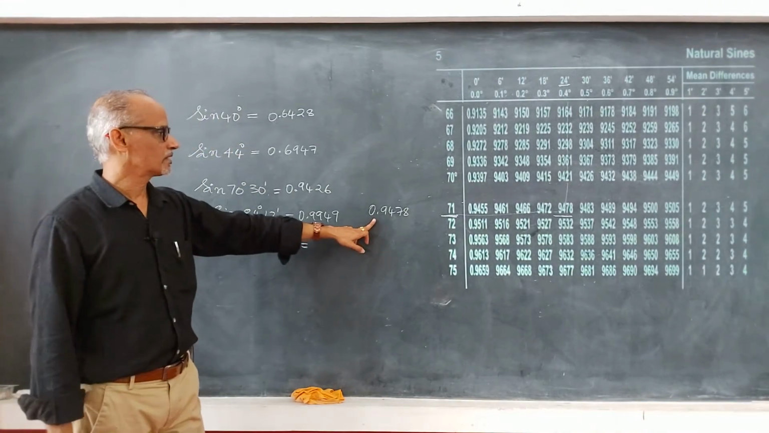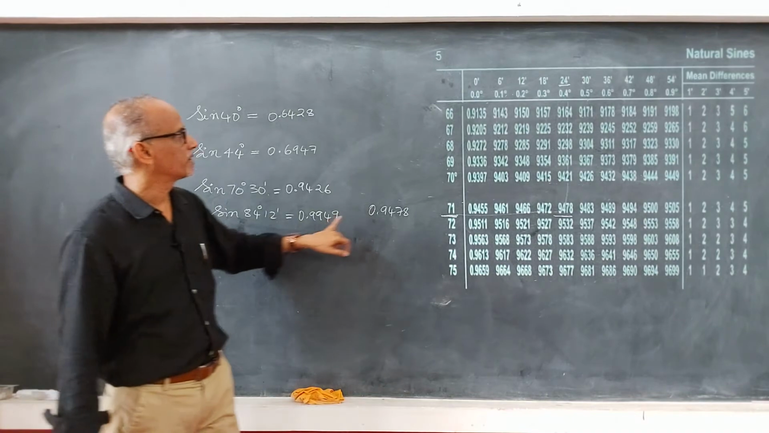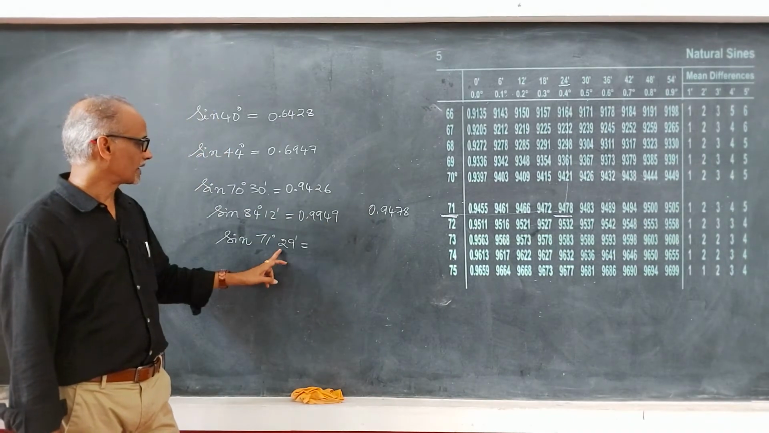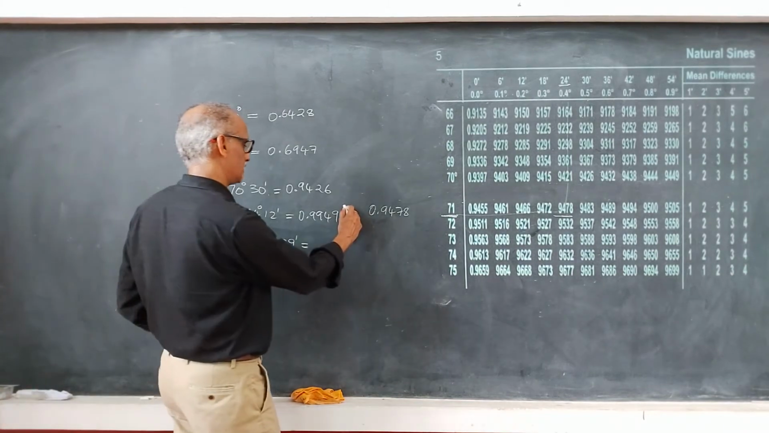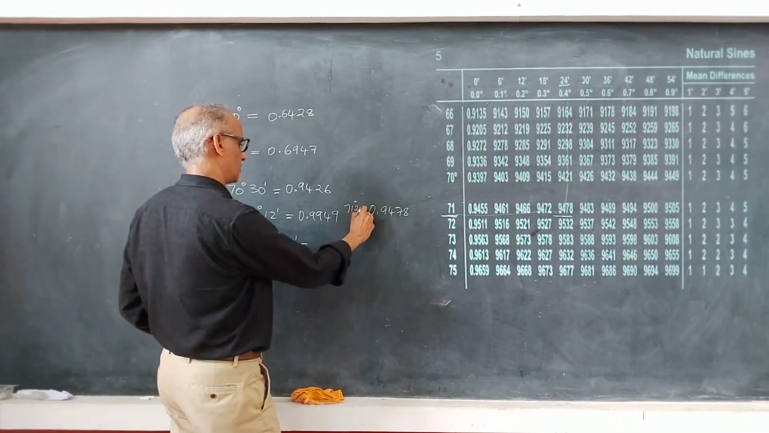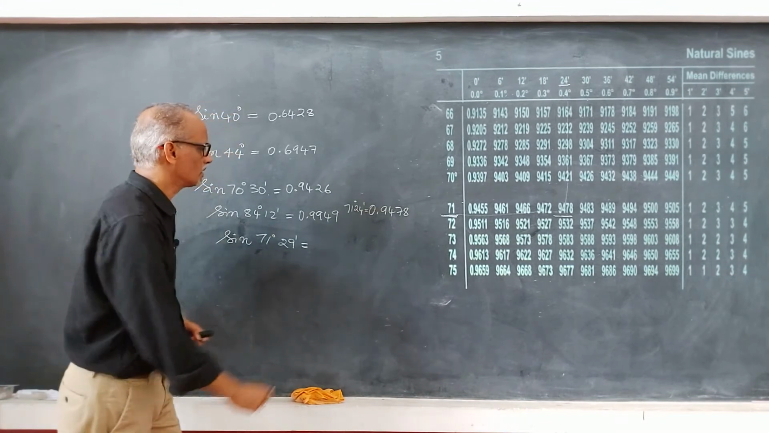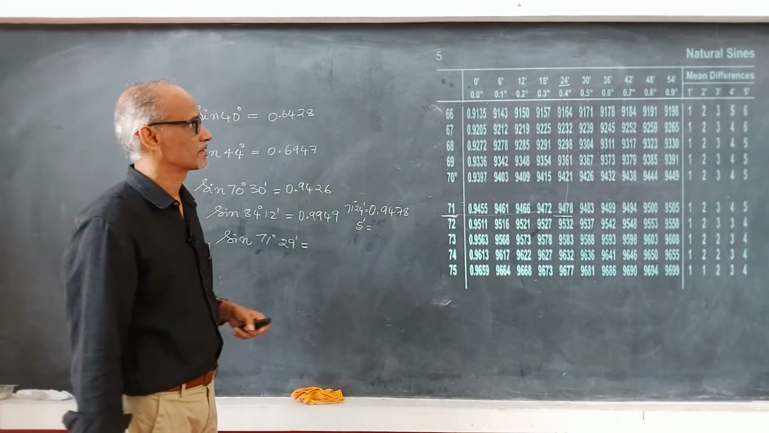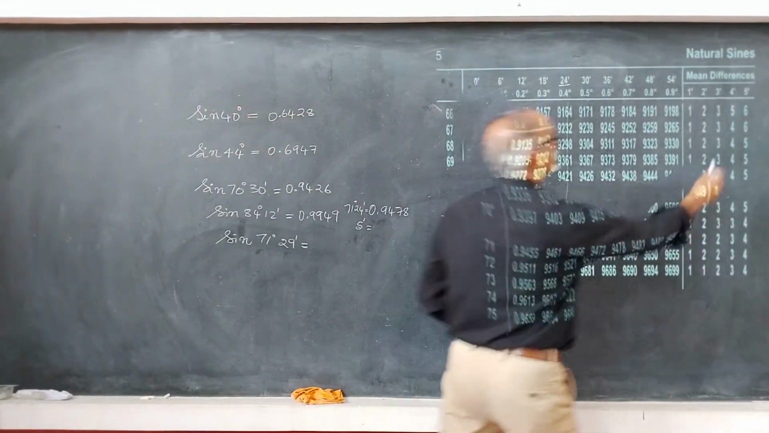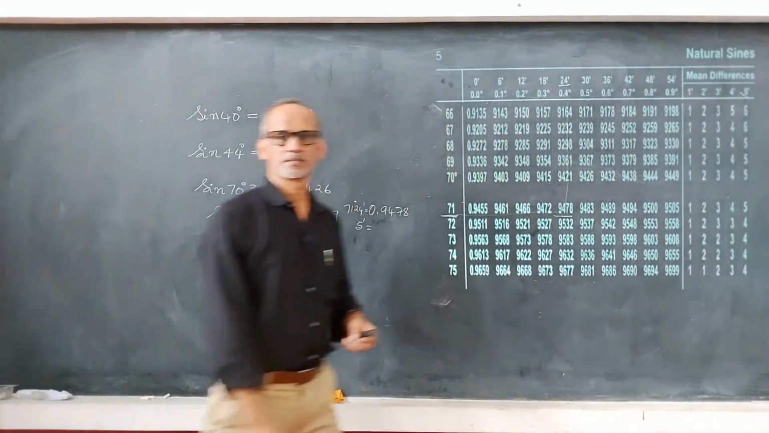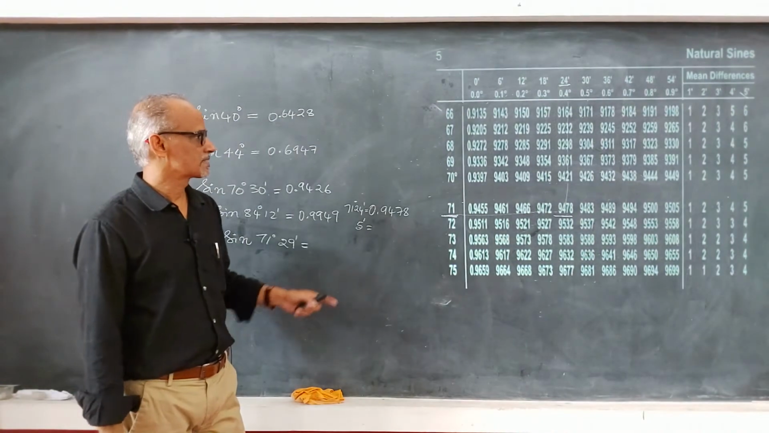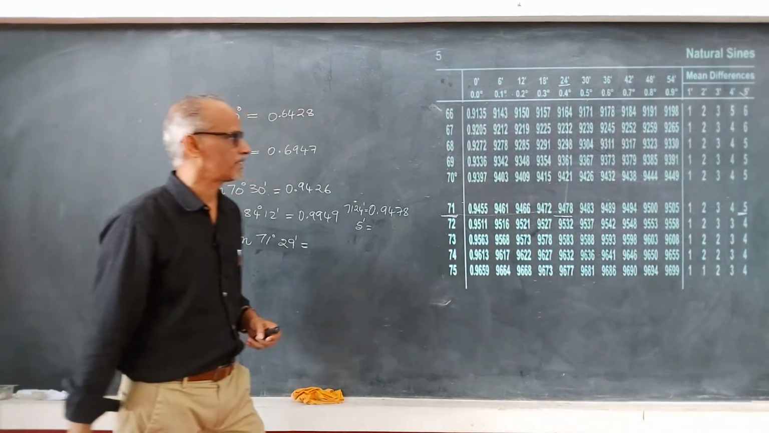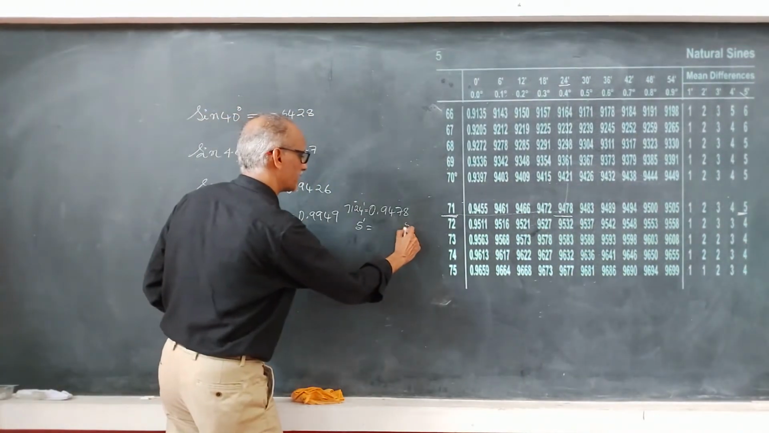So what is this value for? This is for 71 24, correct. But I want 29, okay. Let me write that here. This is 71 degree 24 minutes, okay. So go for another 5 minutes, that is from the mean difference. So 5 minutes is here. Can you see that? In the same row where it intersects at 5, that value is to be added here.